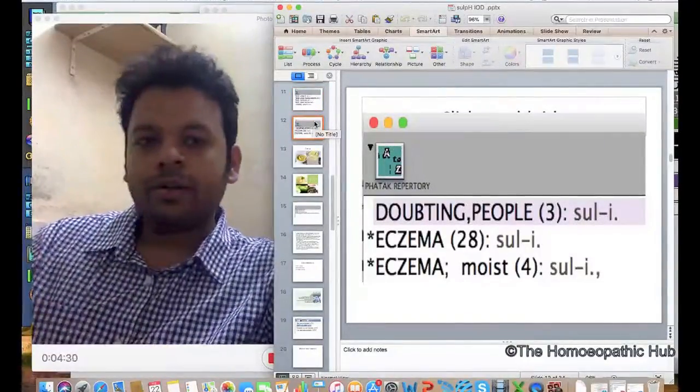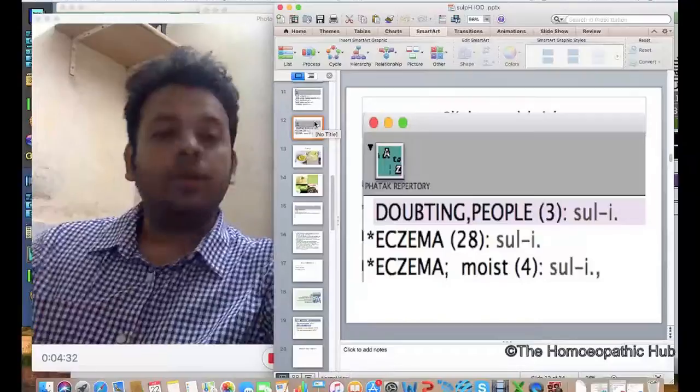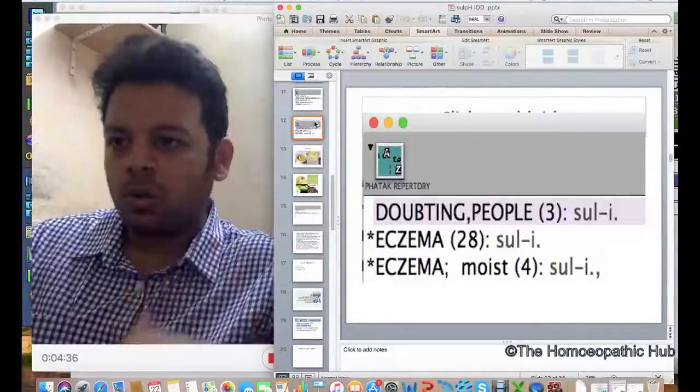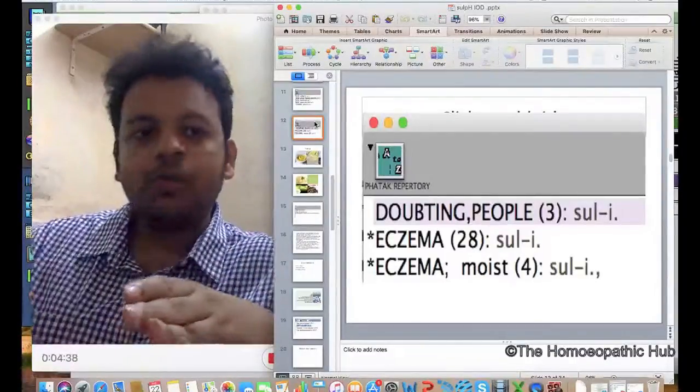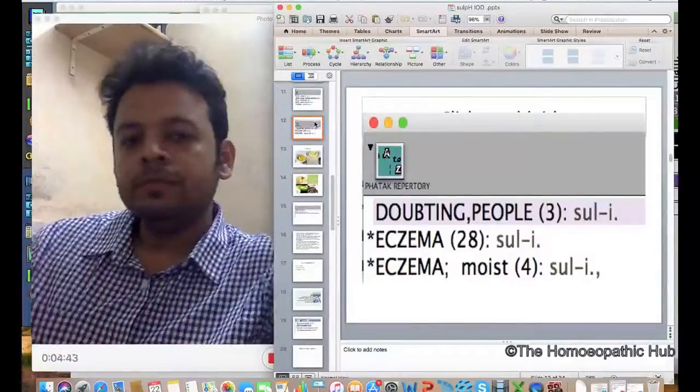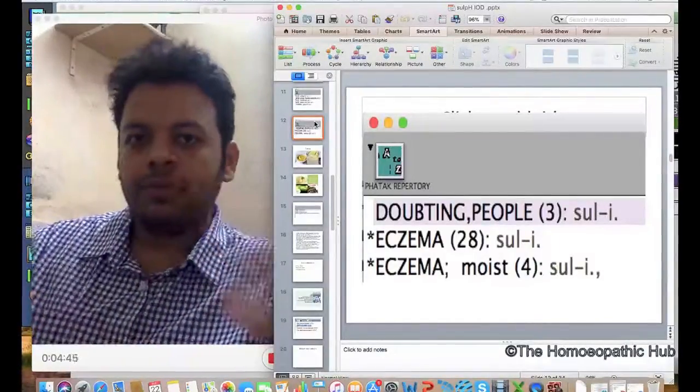Another very important thing that I want to talk about with sulfur iode is that they are the most doubtful people. Doubtful, will it happen, won't it happen, will it happen, won't it happen. This is opposite to sulfur. Sulfur is very hopeful. Sulfur iode is very doubting, with moist, thick eruptions.